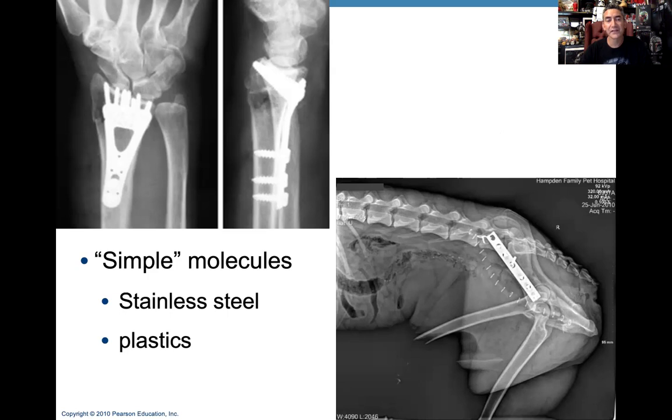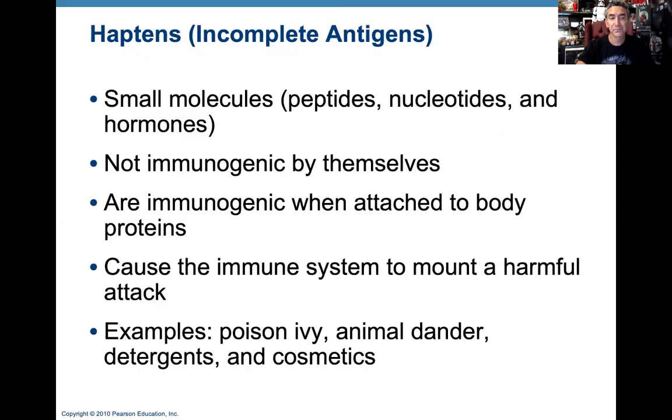So two qualities that are necessary to mount an immune response. Without immunogenicity and reactivity, there's no immune response generated. All right, so I hope that's making sense up to that point.